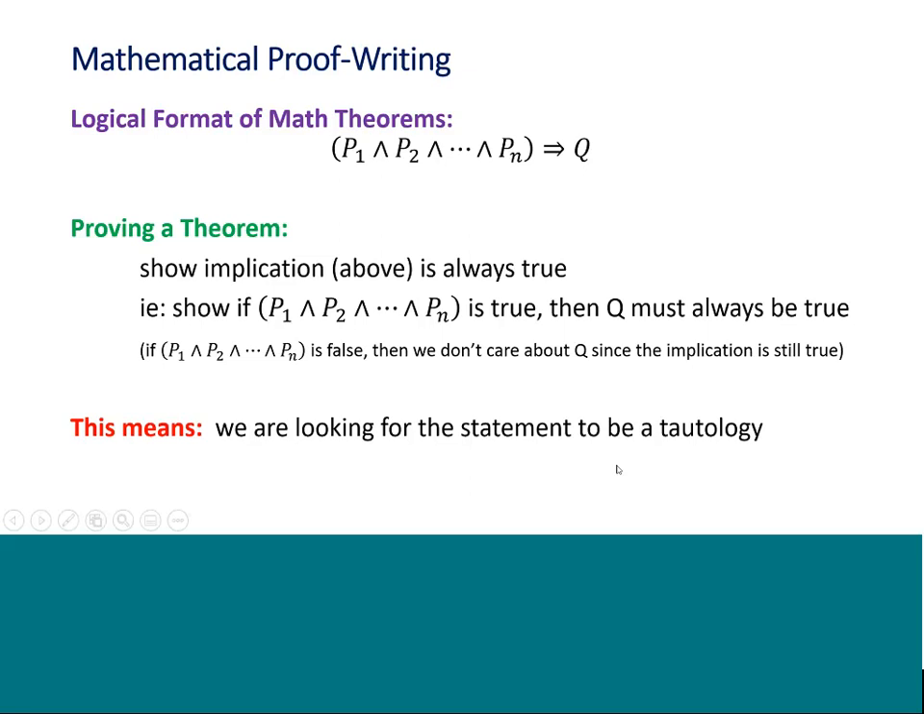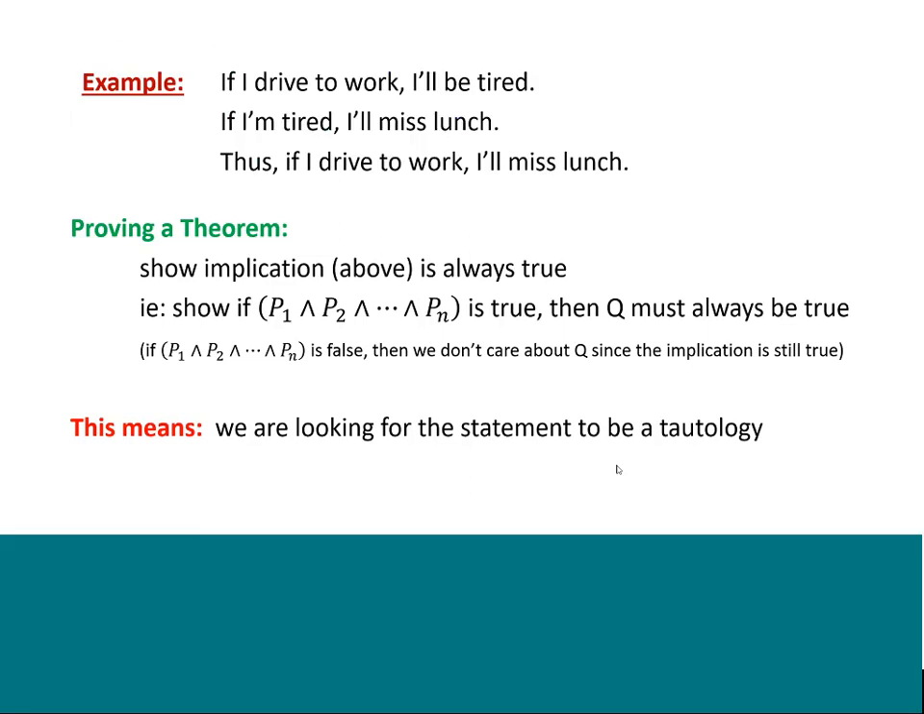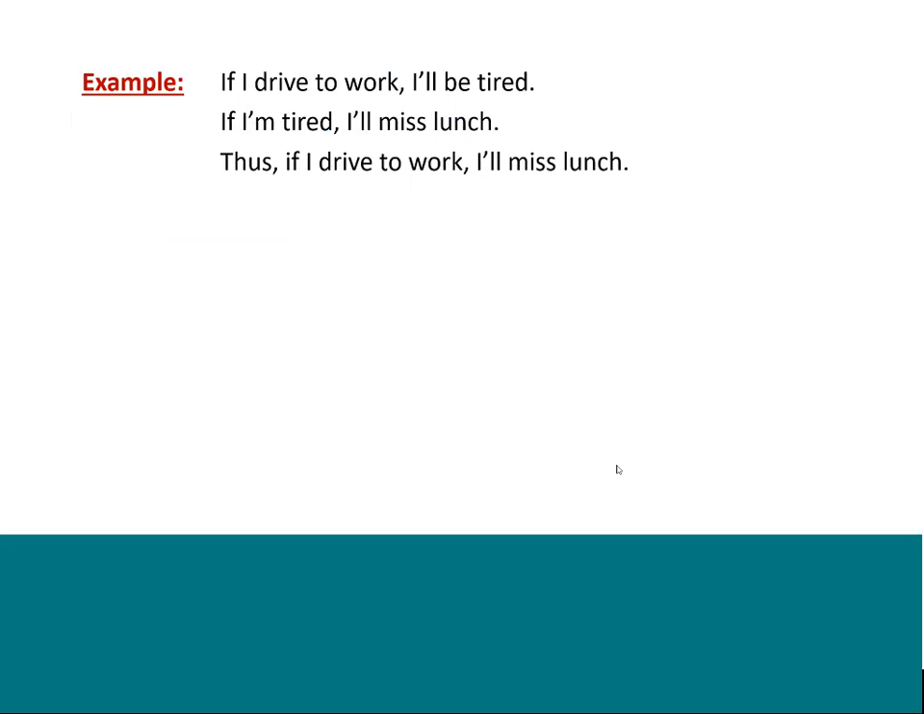Now, here's the sort of glue that holds all of this together. Okay? So this here is definitely an example that is not even close to being a math example. It is, however, a very, very basic situation of what you would start seeing when you look at proofwriting. Okay? So we've got 3 sentences. The first 2 are the preparatory sentences, and the last sentence is a conclusion. That says, if I drive to work, I'll be tired. If I'm tired, I'll miss lunch. Thus, if I drive to work, I'll miss lunch.